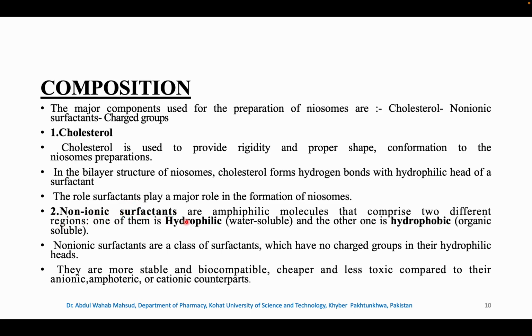Niosome non-ionic surfactants are amphiphilic molecules that comprise two different regions. One of them is hydrophilic, water soluble, and the other one is hydrophobic, organic soluble. Non-ionic surfactants are a class of surfactant which have no charge groups in their hydrophilic heads. They are more stable and biocompatible, cheaper, and less toxic compared to their anionic, amphoteric, or cationic counterparts.